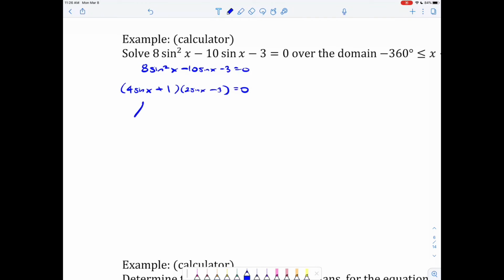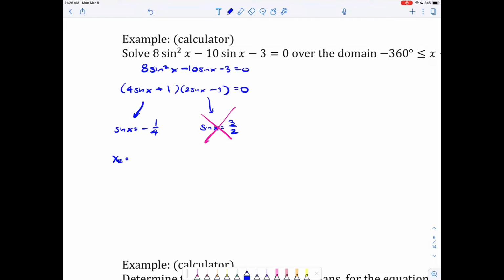Wicked. This tells me that sine x is negative 1/4. This one tells me that sine of x is 3 over 2. That's not happening. That's way too big. But this one is. So my reference angle is, I'm in degrees.